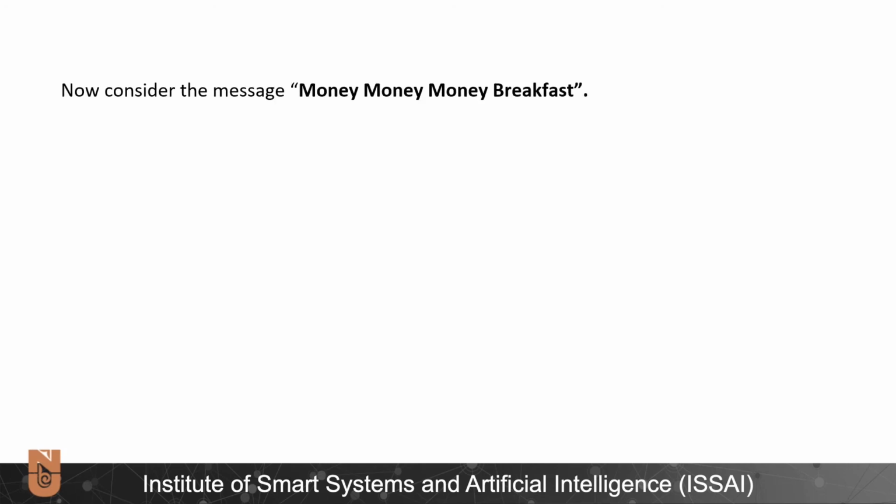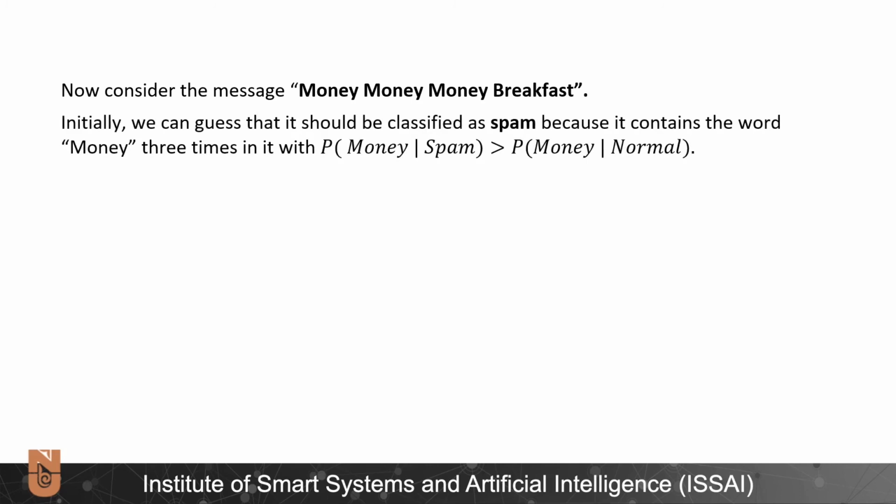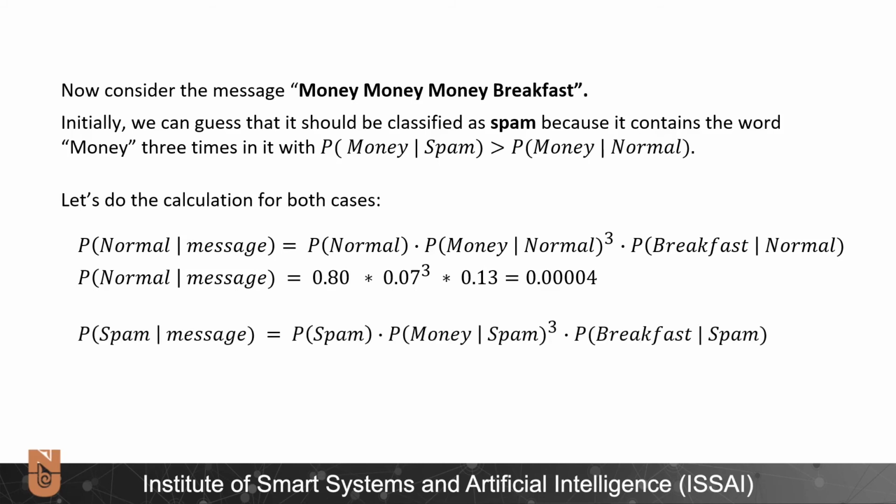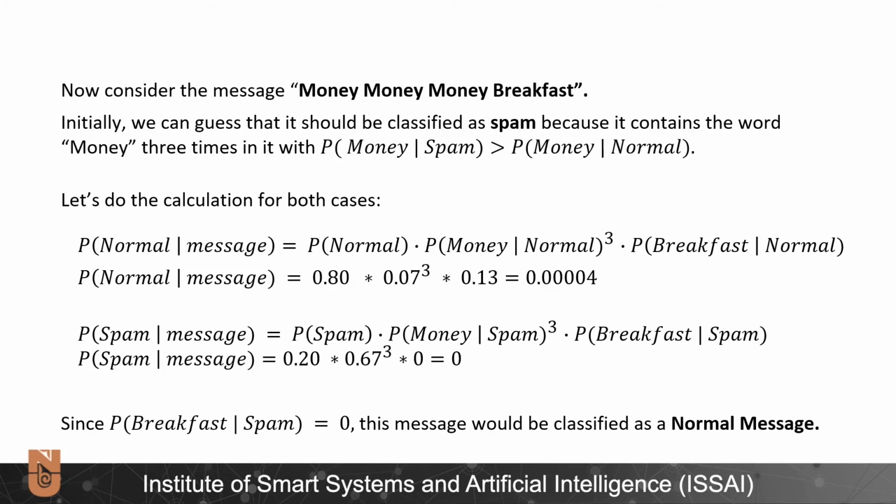Now consider the message "money, money, money, breakfast." Initially, we can guess that it should be classified as spam because it contains the word money 3 times, with the probability of money given spam larger than the probability of money given normal. But let's do the calculation for both cases. The probability of normal given this message will be equal to 0.8 multiplied by 0.07 three times and multiplied by 0.13, which is equal to 0.0004, which is a pretty low score. And as for spam, plugging in the values, we see that it is equal to 0 because the probability of breakfast given spam is 0. So this message would be classified as a normal message.